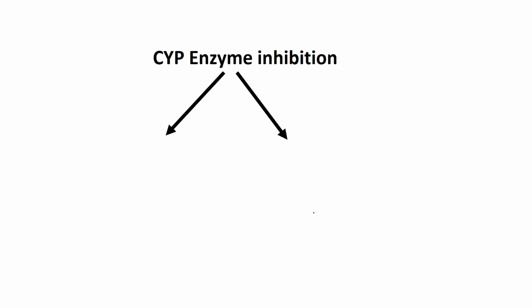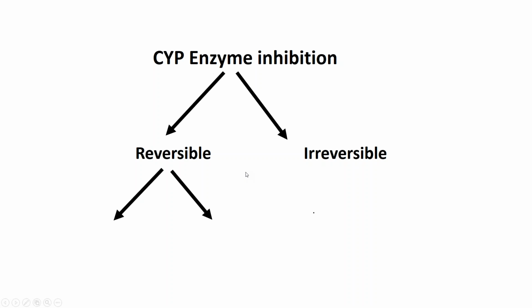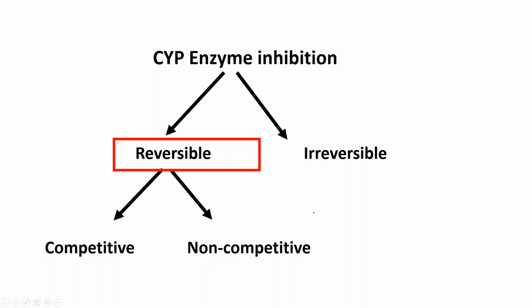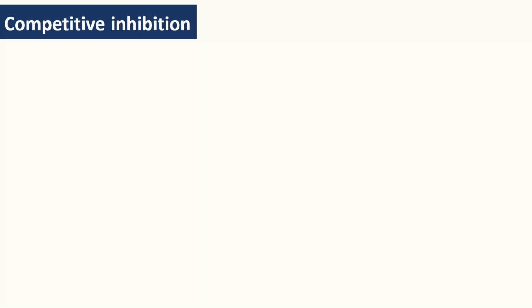Well, CYP enzyme inhibition is divided into two types: reversible and irreversible. Reversible inhibition is further divided into competitive and non-competitive reversible enzyme inhibition. So let's first talk about reversible competitive inhibition.